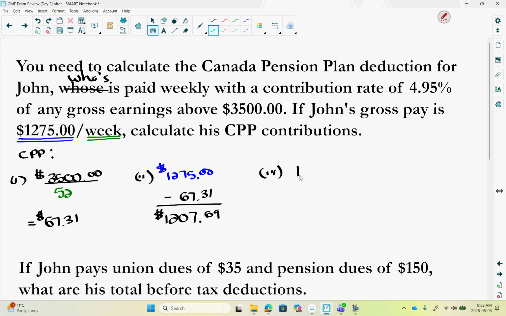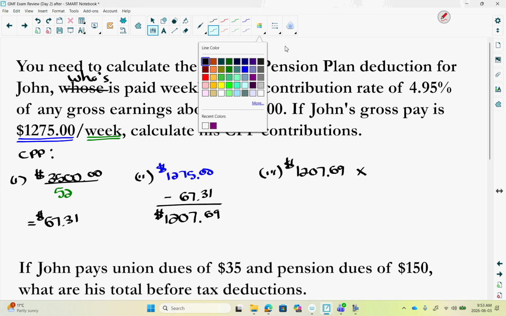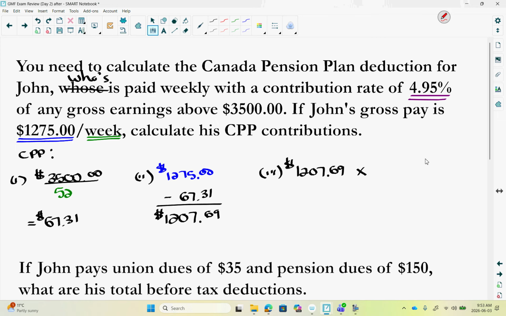Step 3, I take the $1,207.69 and I multiply it by the CPP rate as a decimal. What's the CPP rate? It's an old rate. How do I change that to a decimal? Divide it by 100. What's it give me if I divide 4.95 divided by 100? 0.0495.